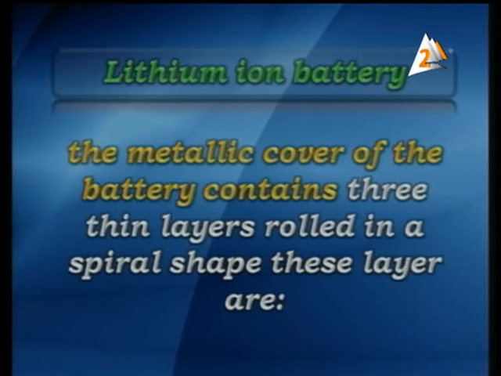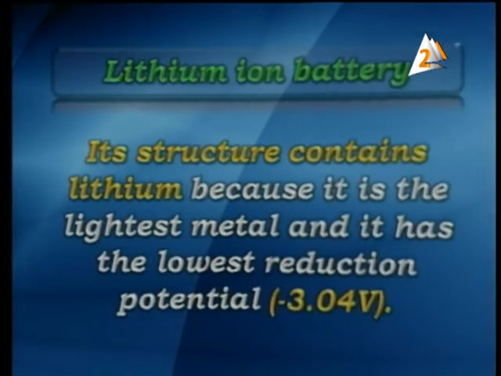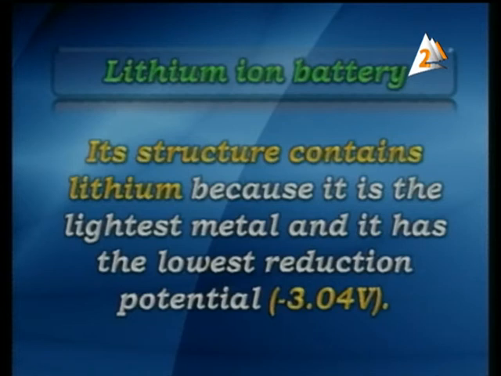This is not all, but also we have the lithium ion battery, whose metallic cover contains 3 thin layers rolled in a spiral shape. The first layer contains lithium, all of it from lithium because it's the lightest metal. We know it is Li, atomic number 3, so the outer energy level contains 1 electron. So directly you say lightest metal and it has low reduction potential.